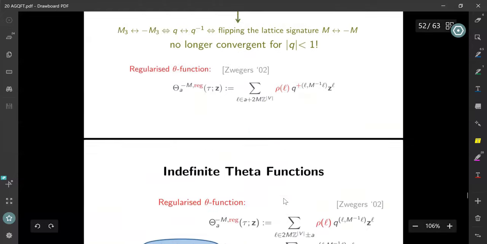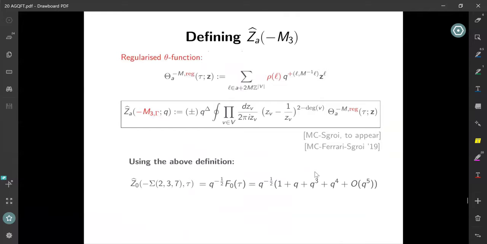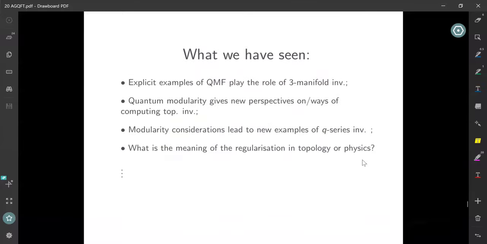And it tells you that with appropriate regularization, you actually get a well-defined function, which is moreover a Mock modular form. So we can fix the definition once we regularize the theta function appropriately. And with this fixed definition, we can also obtain the right answer. So there's some hope that this Mock form is the right way to go, although a systematic understanding is still lacking here.